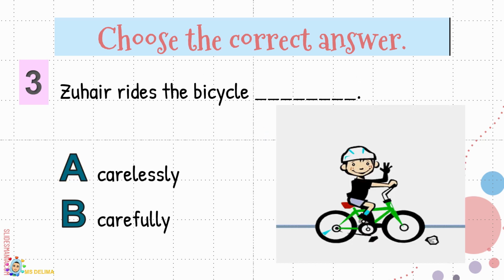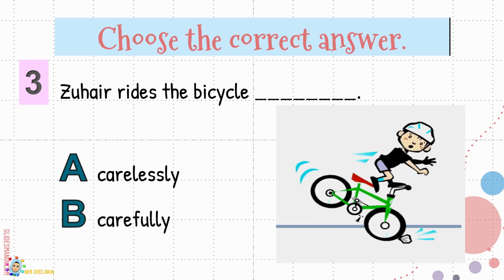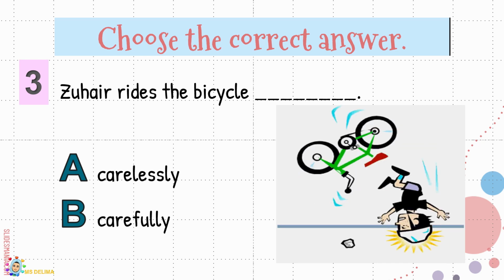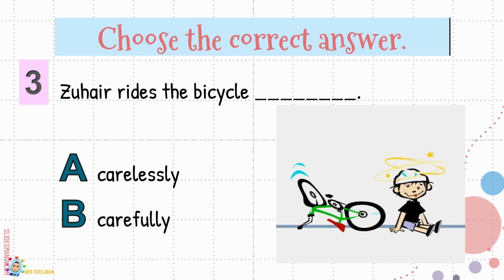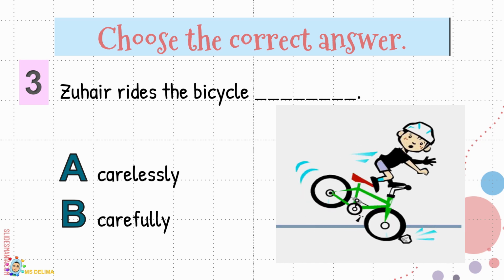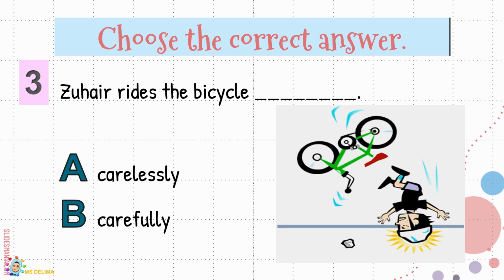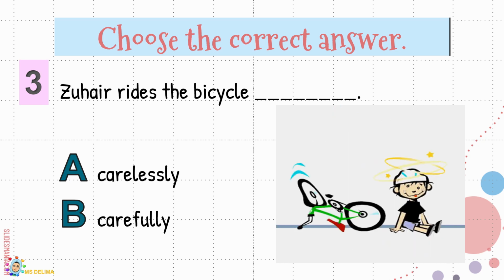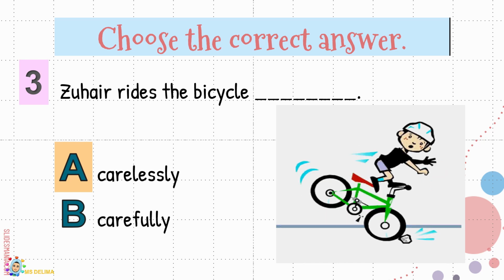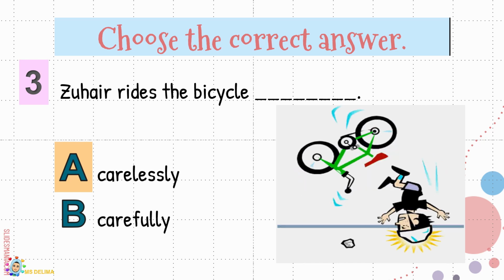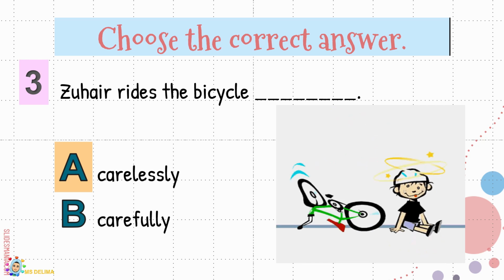Next, Zuhair rides the bicycle. Look at the video. How does he ride? Carelessly or carefully? What do you think? Yes, that is correct. Carelessly. Zuhair rides the bicycle carelessly. That's why he falls, right?